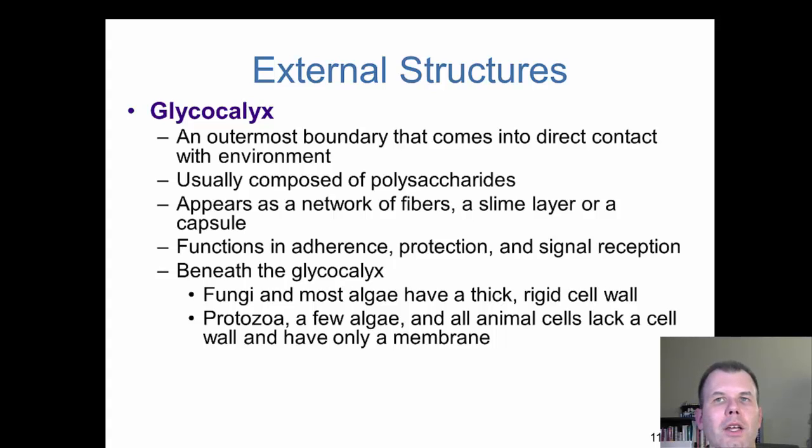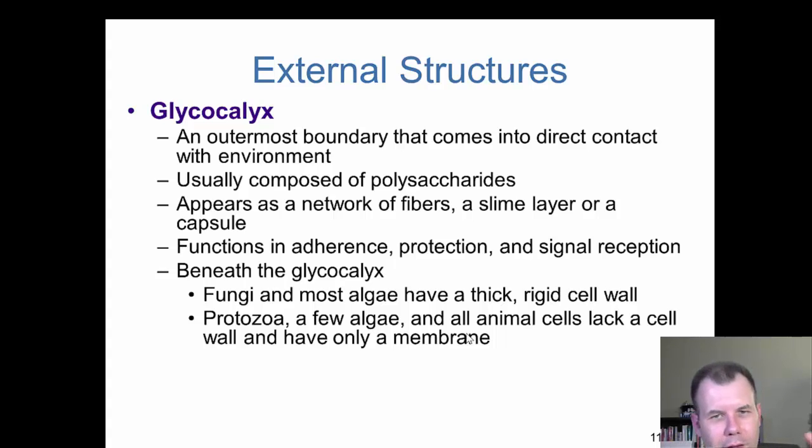And so again, you can talk about these things. And again, it's mostly for adherence, but it can be used for protection, sometimes for signal reception if you're signaling the outside world with multiple cells. But typically what we see is underneath that glycocalyx, when we get under that, we see that the algae have a thick, rigid cell wall. And then the protozoa and animals lack that cell wall. So again, we don't see that they have a cell wall in this case.